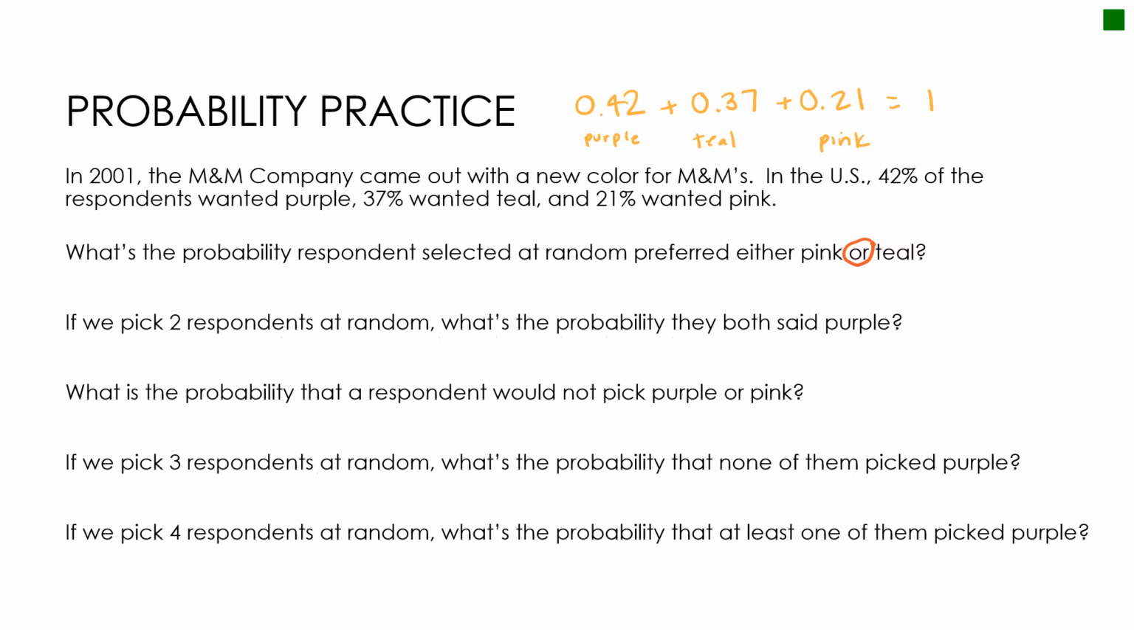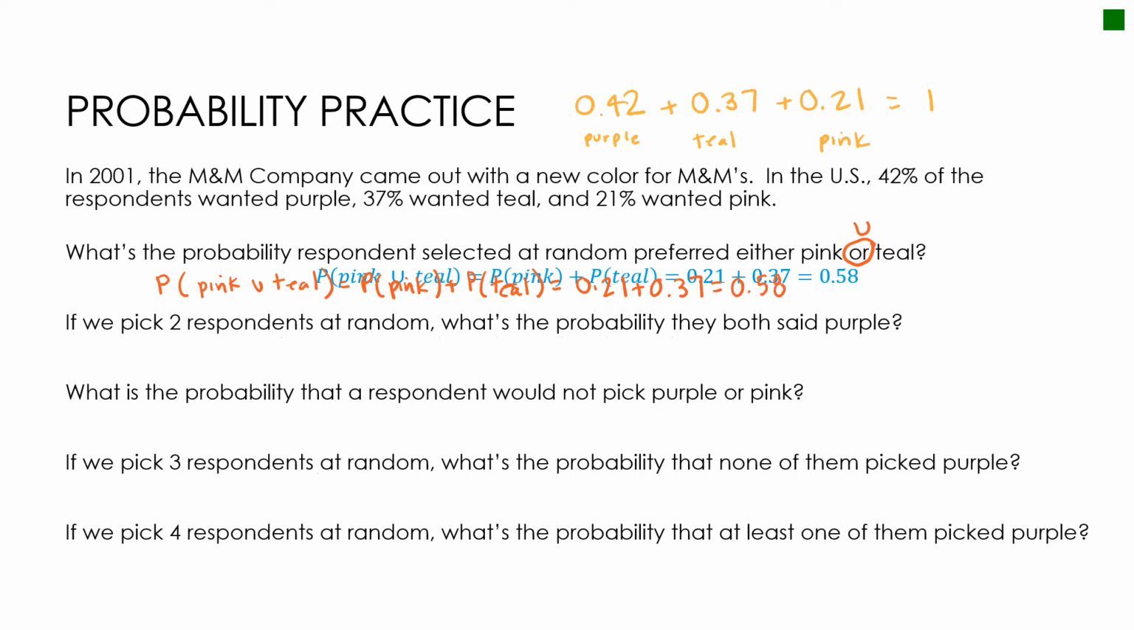So here's my keyword or, and remember or uses that union. And so essentially what I'm saying is I want the probability of pink union teal. And union tells me that I'm essentially just taking pink and I'm adding the probability of teal. And so if I took the probability of pink, which is 0.21, and I added the probability of teal, which is 0.37, I would get 0.58.